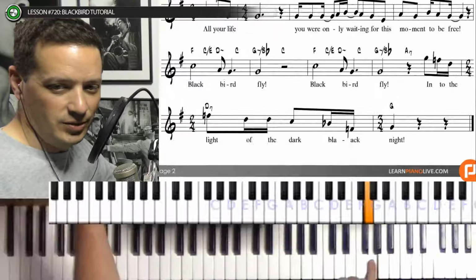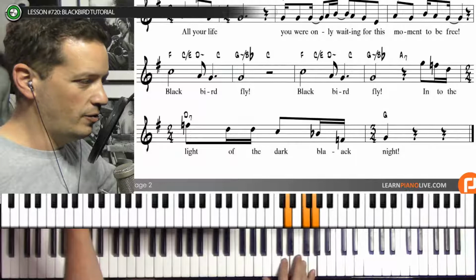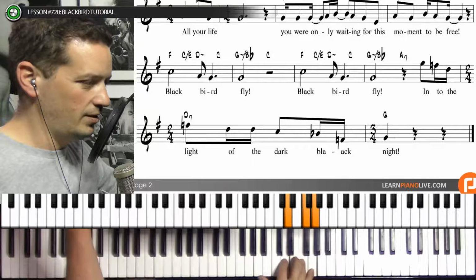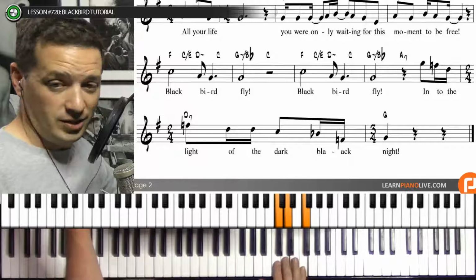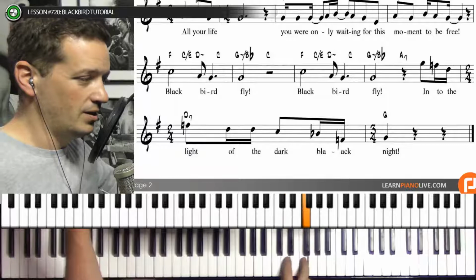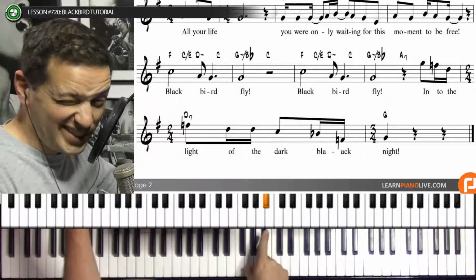So this is the highest one of the song. We're gonna play that one, that one, that one. So that's a G, an F, and a D. So into the, and then go back to the F, light of the dark. So it's those three. So these three, into the light of the dark. And then we have black. If you want to, this is kind of the same thing. You could decorate the last note.